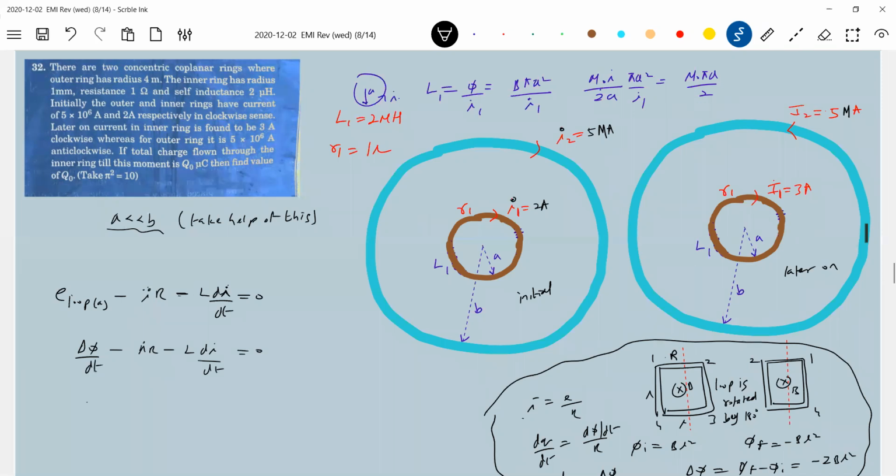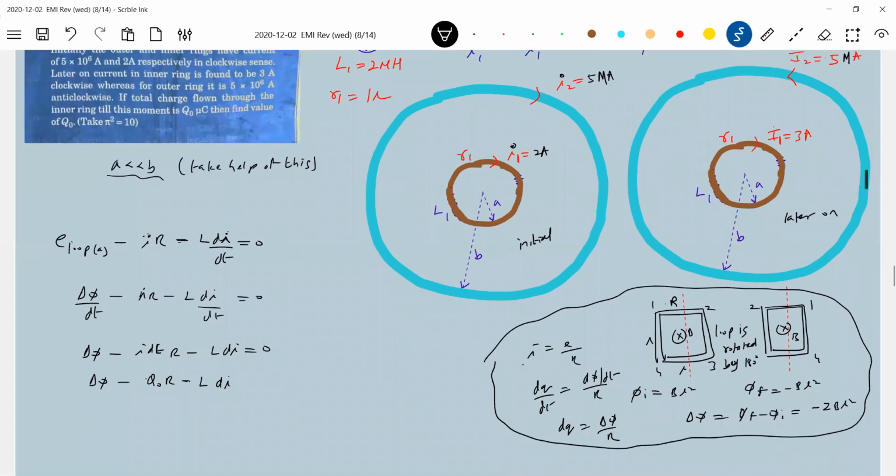Let me write in this form. So delta phi is equal to I dt into R. The dt gets cancelled, so di. Now what is I dt? It should be the total charge flown, Q naught, or delta Q. Till now this is Q naught. So let me write that it is equal to L, and this di is what I should find out.